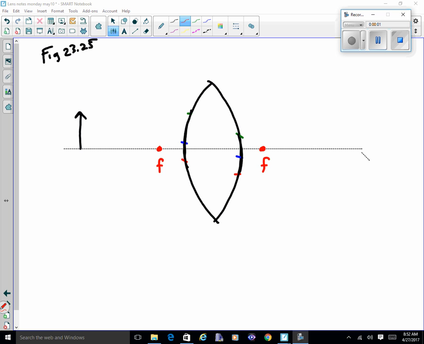Finish up the lens notes page. We left off about halfway through. So let me just redraw this diagram so you can remember how to draw these ray diagrams.